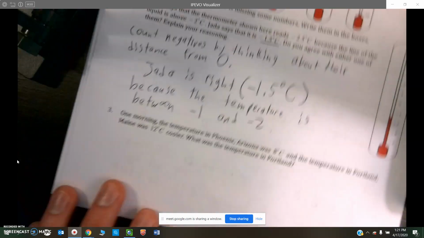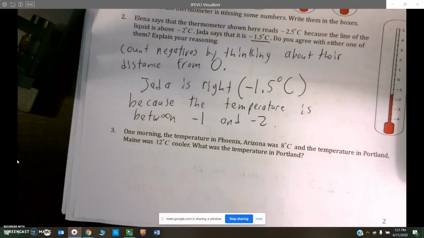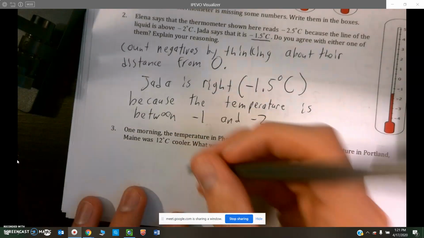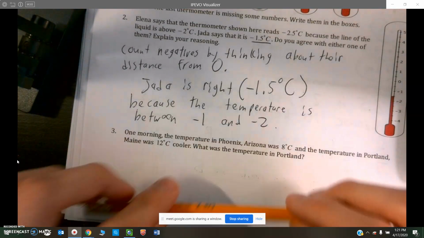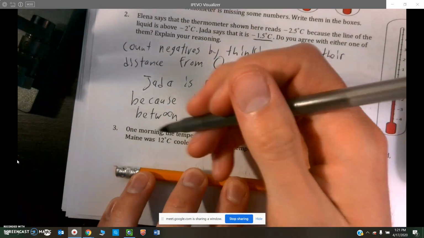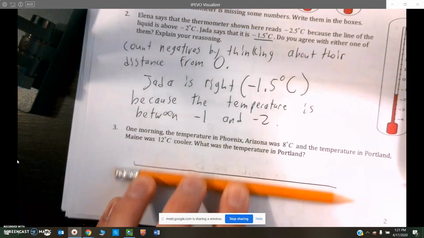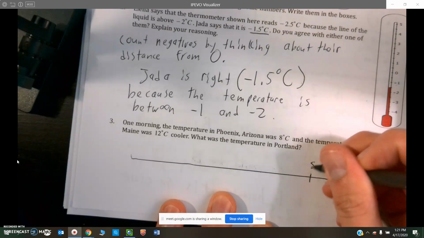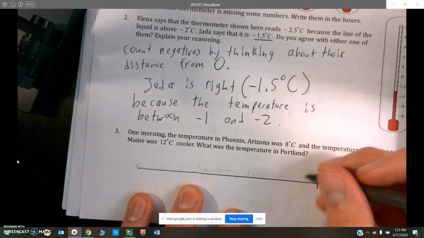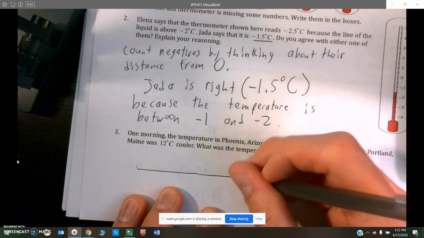All right, one morning the temperature in Phoenix, Arizona was 8 degrees Celsius, and the temperature in Portland, Maine was 12 degrees cooler. What was the temperature in Portland? So, it might help to draw a number line. I don't have a ruler on me. Should always have a ruler. So I'm going to draw a number line with a straight edge. All right, so let's say here is the 8 degrees in Arizona, and here will be 0.